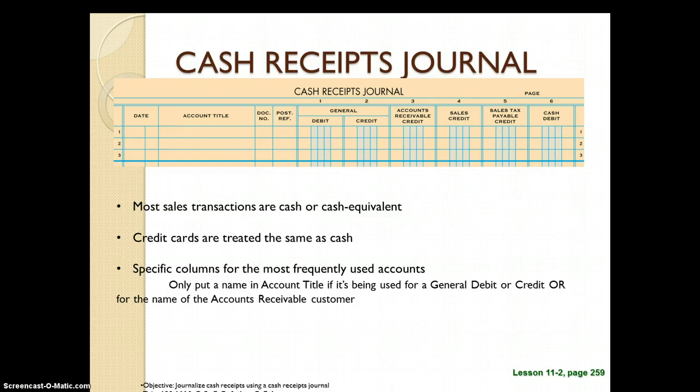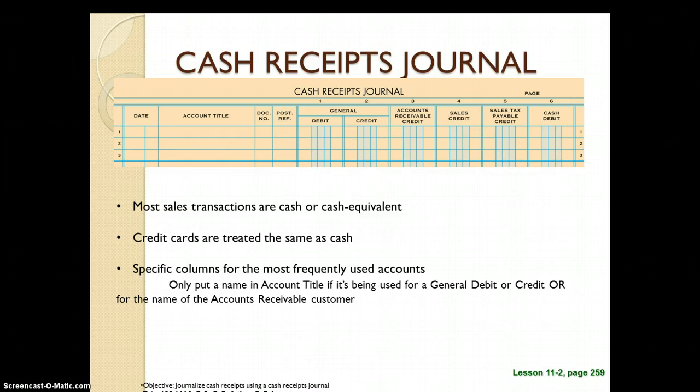So if you look at this journal, which is another special journal that we've been using, we have specific columns for the most frequently used transactions, and those are going to be accounts receivable credit, because accounts receivable is an asset account, which is increased with a debit, but it's decreased with a credit. And so if we're receiving cash for accounts receivable, or receiving cash on account, it means that our accounts receivable is being decreased using a credit. We have sales credit because sales are a credit. It's increasing the amount of revenue we're bringing in.